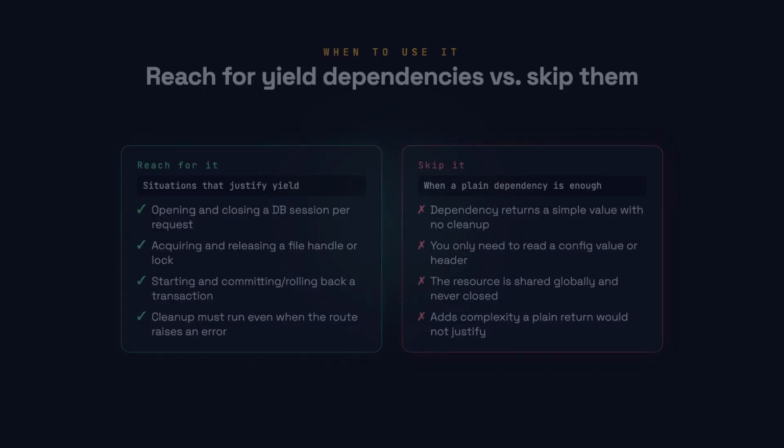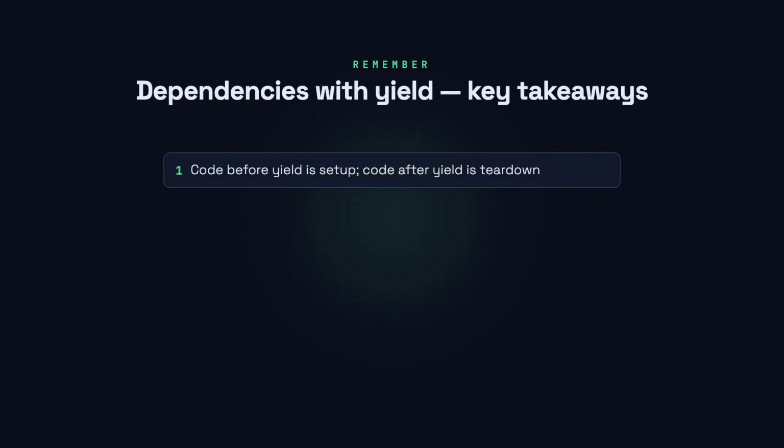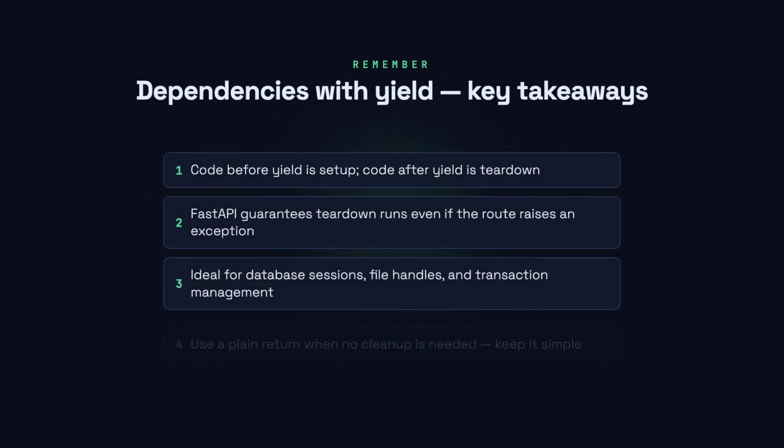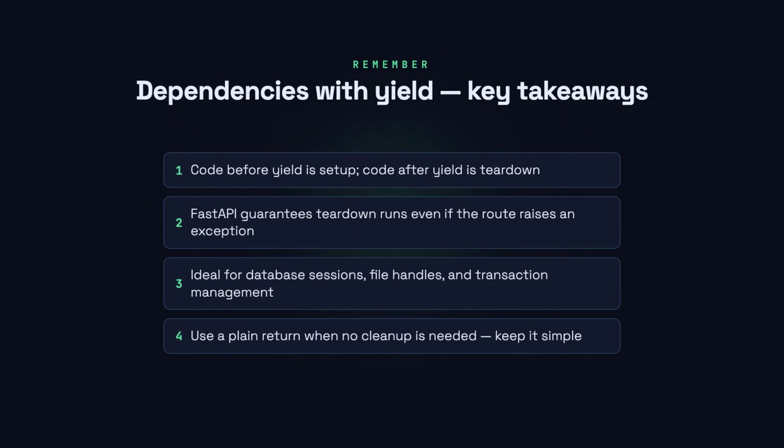To summarize, a yield dependency splits into two phases, setup before the yield and teardown after. FastAPI wraps this in an implicit finally block, so cleanup never gets skipped. This pattern is the standard way to manage database sessions in FastAPI, and it composes cleanly with all of FastAPI's other dependency features. When no teardown is needed, stick with a regular return and keep your code as straightforward as possible.